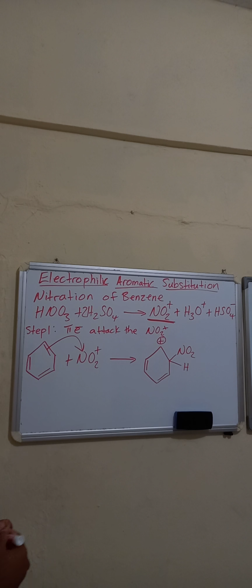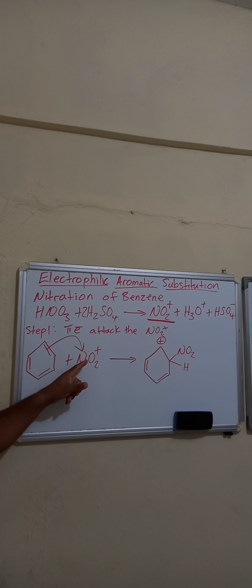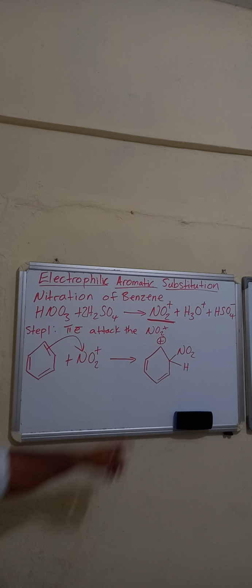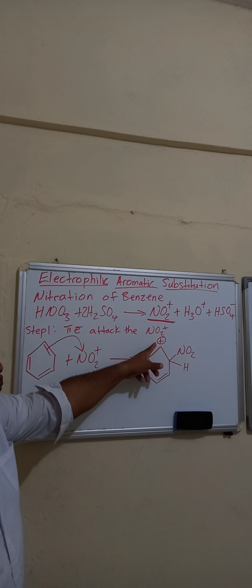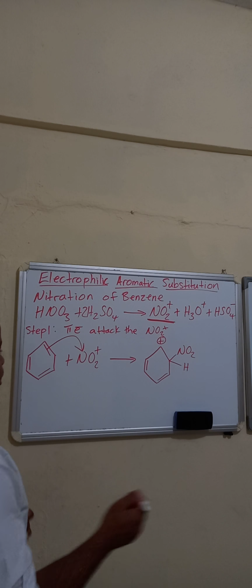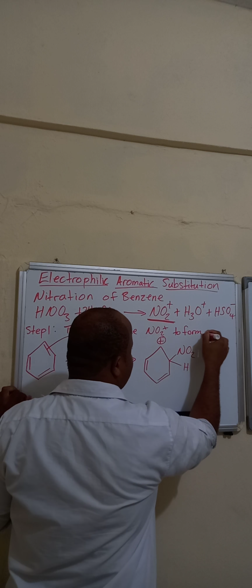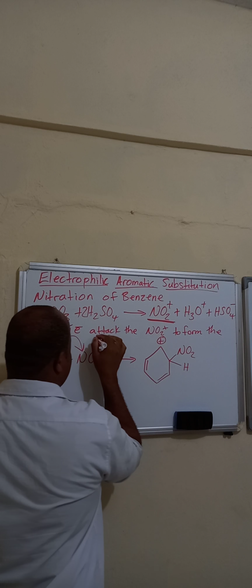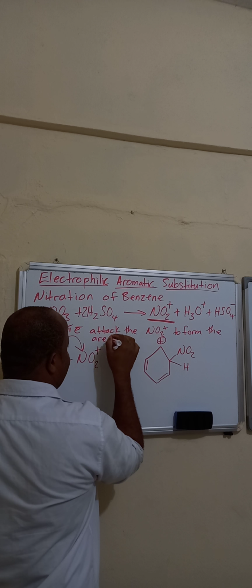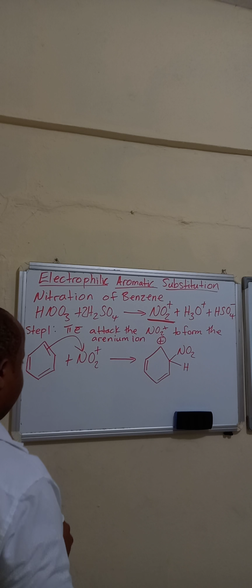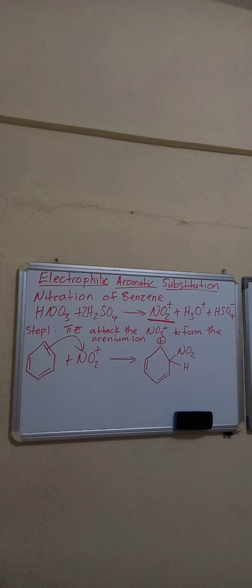Alright, so the movement of electrons from the pi bond to the nitronium ion, right? And then we get the benzene ring, the arenium ion, because it has a positive charge, alright? So that's what happens first.